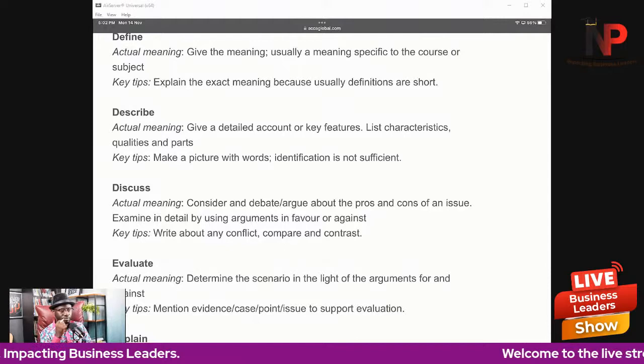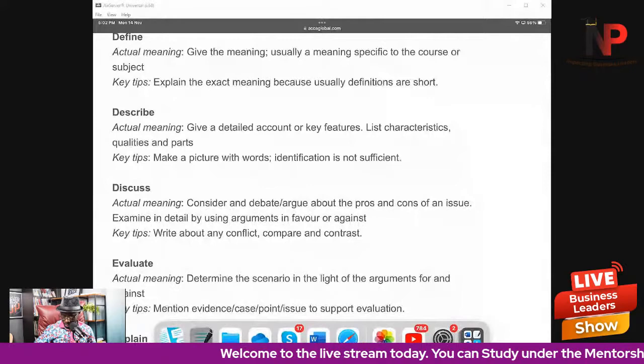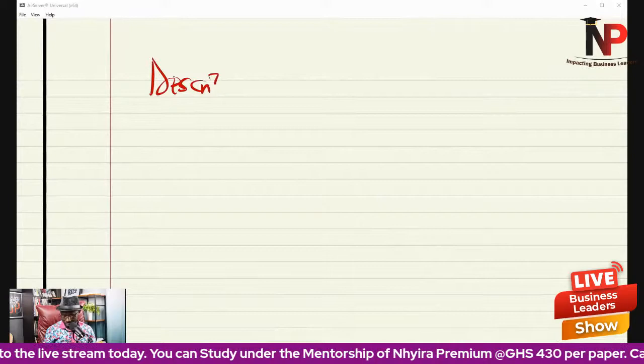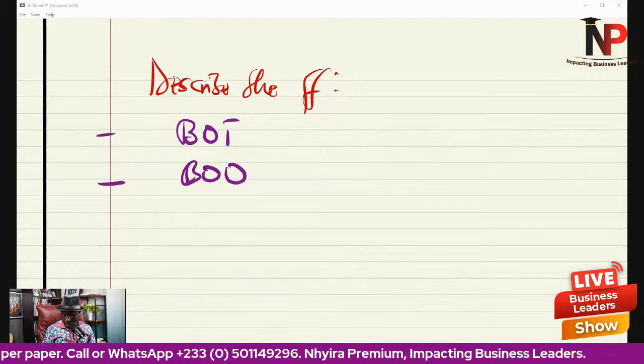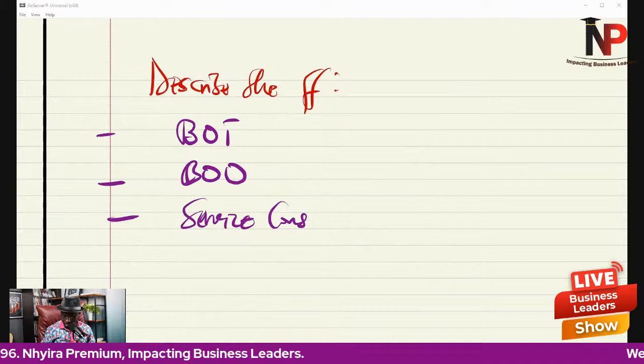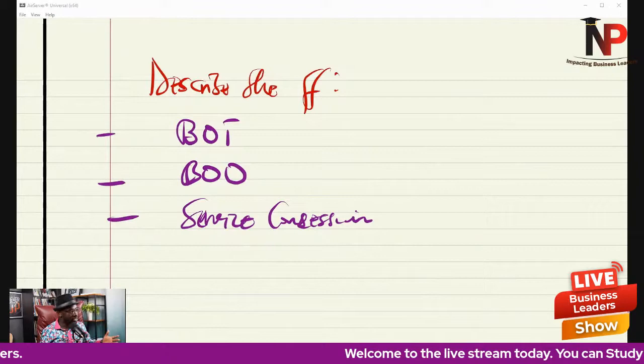So when the examiner asks you, describe the following types of public-private partnership arrangements. Build, operate, and transfer. Build, own, and operate, BOO. Service concession. If the examiner says, describe these, it means paint a clean picture.